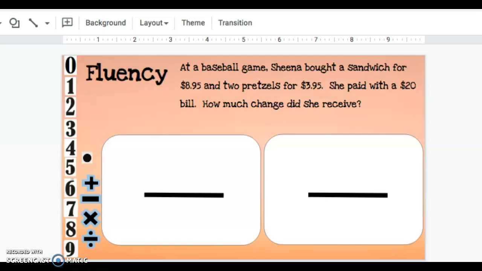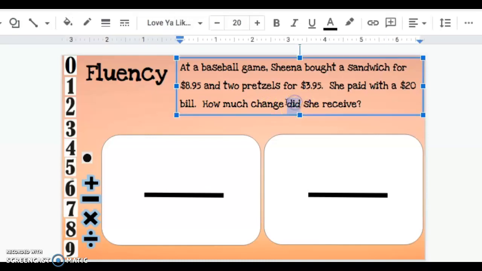All right, so for fluency, you're given the question that says, at a baseball game, Sheena bought a sandwich for $8.95 and two pretzels for $3.95. She paid with a $20 bill. How much change did she receive? So we're looking at how much money she is going to get back.